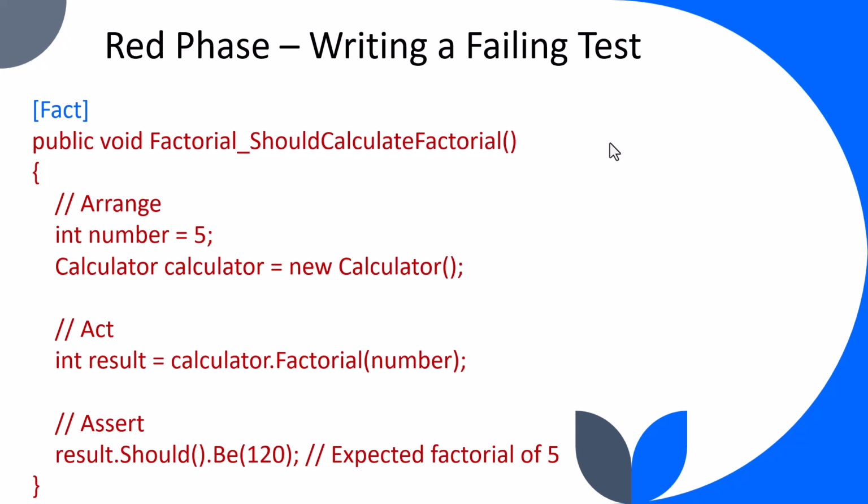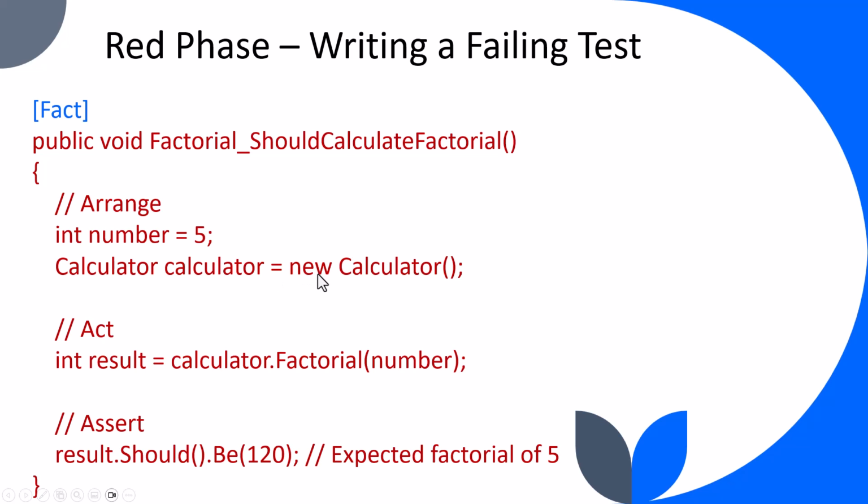Now in this test, the Fact is the attribute for writing an XUnit test. So by writing this Fact attribute, it understands that we are using the XUnit framework. So void factorial should calculate the factorial. So we are initializing an integer number, and we are creating an object calculator of the class calculator.